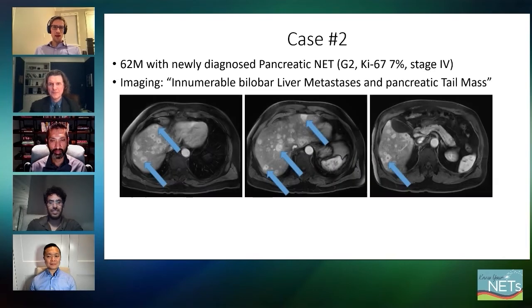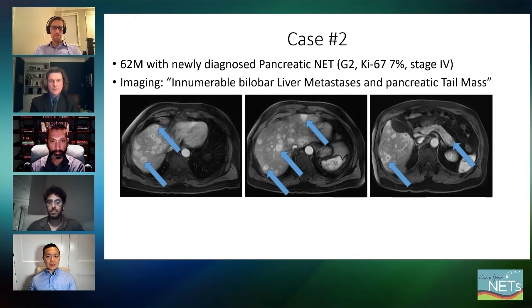But this is an MRI that shows indeed that there's quite a bit of disease, as you can see here. So let's say the patient has between 50 and 100 lesions in his liver. And then he does have about a 2.5 centimeter lesion in the pancreatic tail. He's completely asymptomatic. This was discovered incidentally, so he has no symptoms. Andy, what would you do for this patient?